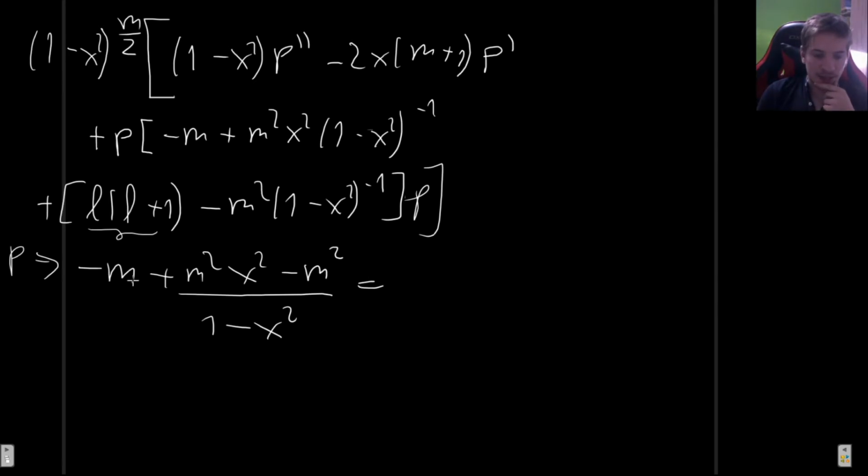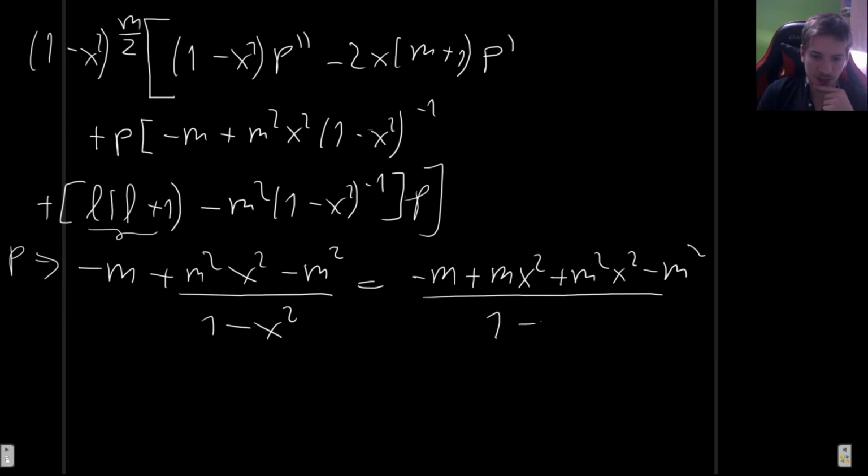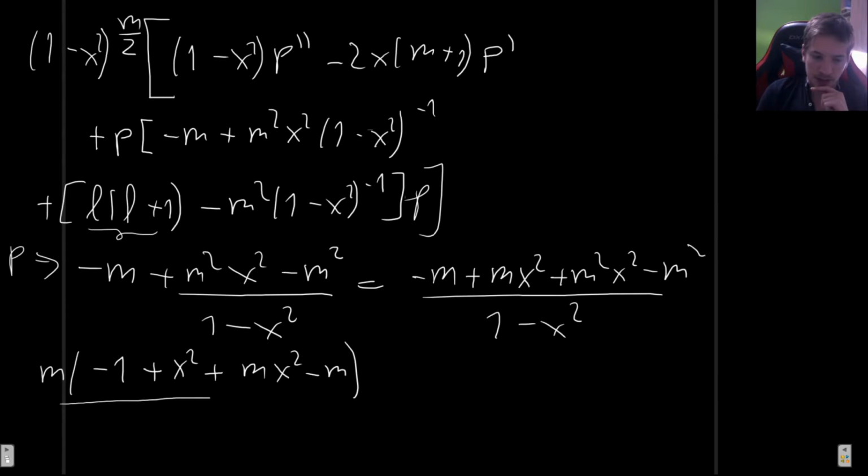And now let's take common denominator here. So we get -m times (1 - x^2). So that's just going to be -m + m x^2. And then we put this together with everything else. So plus m^2 x^2 minus m^2. And all of this divided by 1 - x^2. So let's now factor out an m here. So we get m factor of (-1 + x^2 + m x^2 - m), and all of this is going to be divided by 1 - x^2.